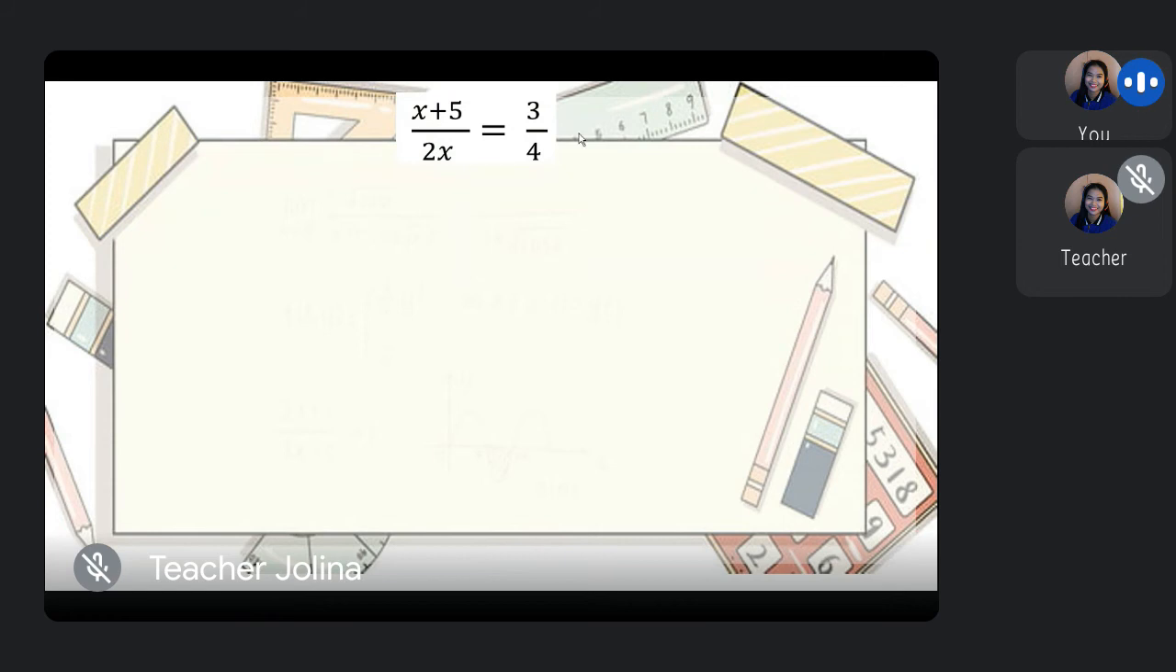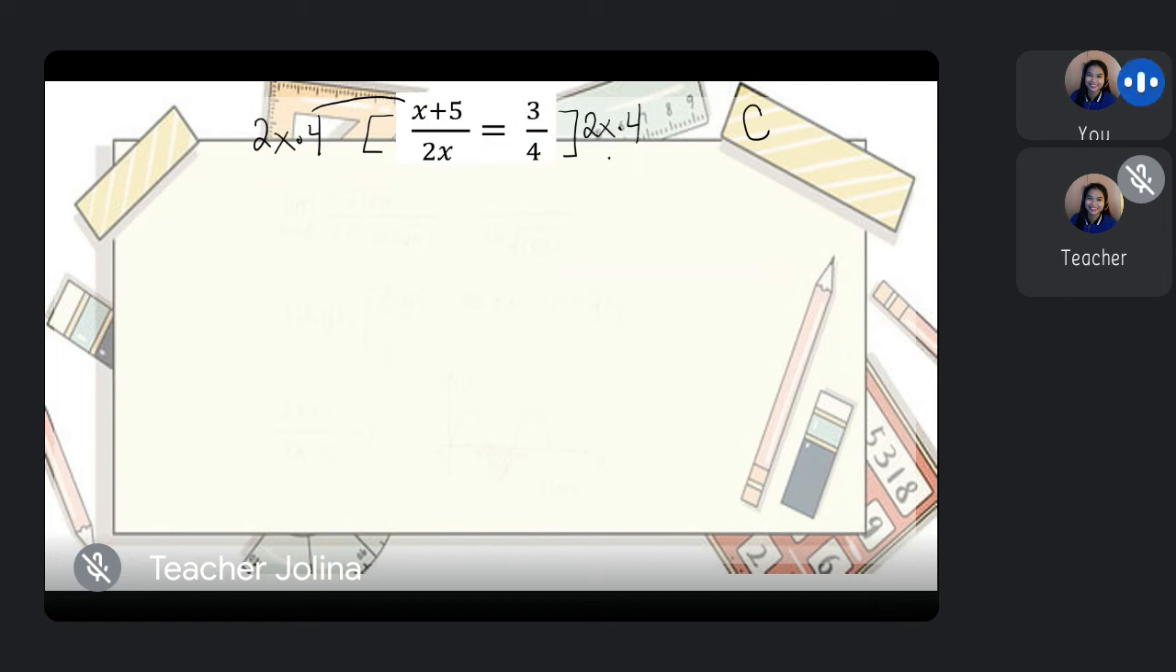So unang-una po ay gamitin natin yung C, clear all the fractions by getting the LCD. And yung LCD, i-multiply natin sa dalawang terms or expressions na yan. So pag LCD po nila, just get the product ng denominators. So we have 2x multiplied to 4. Okay? So kung mag-multiply ka dito ng 2x multiplied to 4, dapat ganun din dito sa may right side. Multiply ka rin ng 2x multiplied to 4.